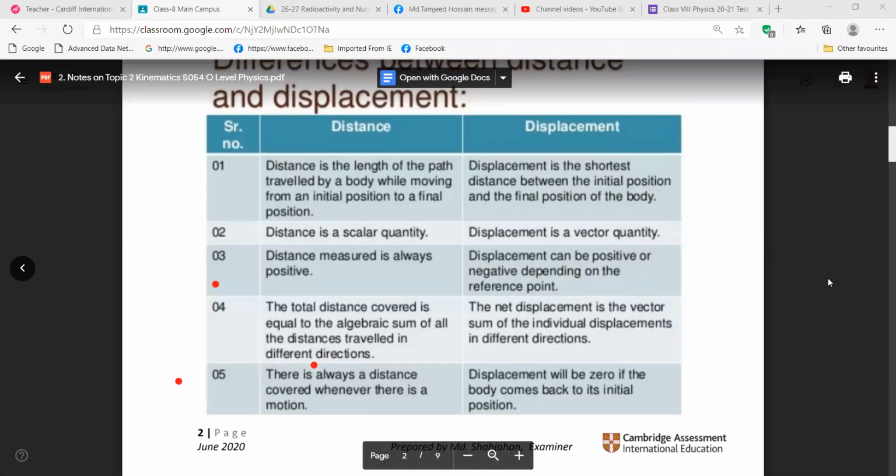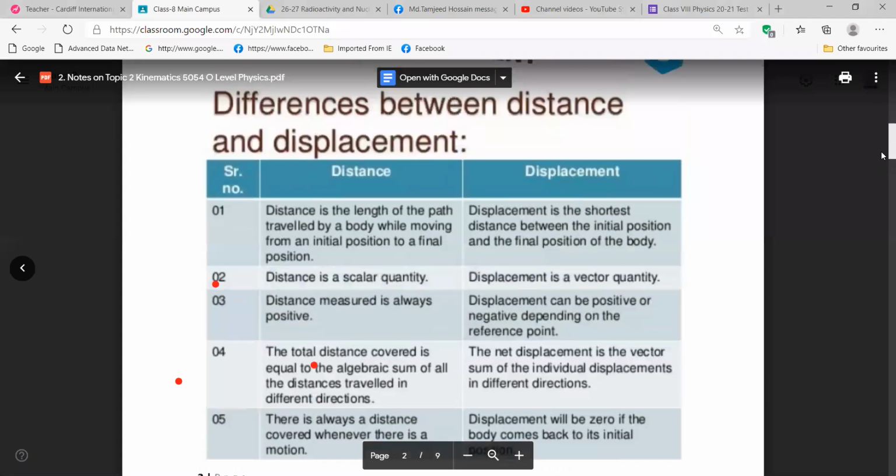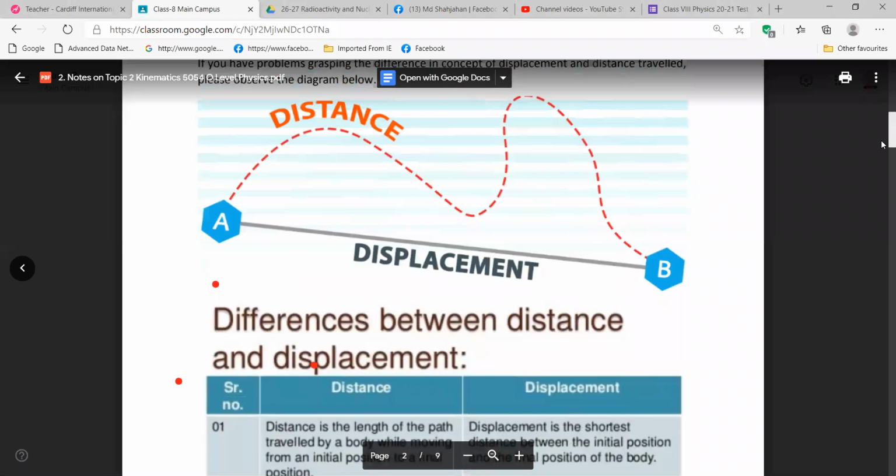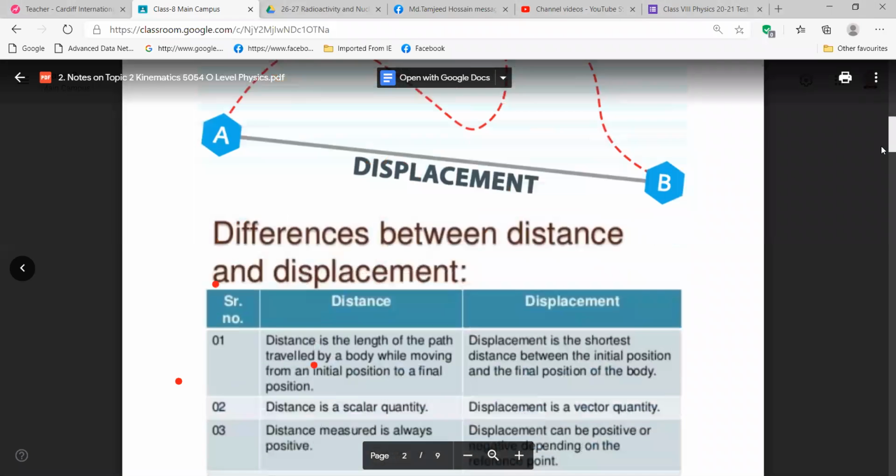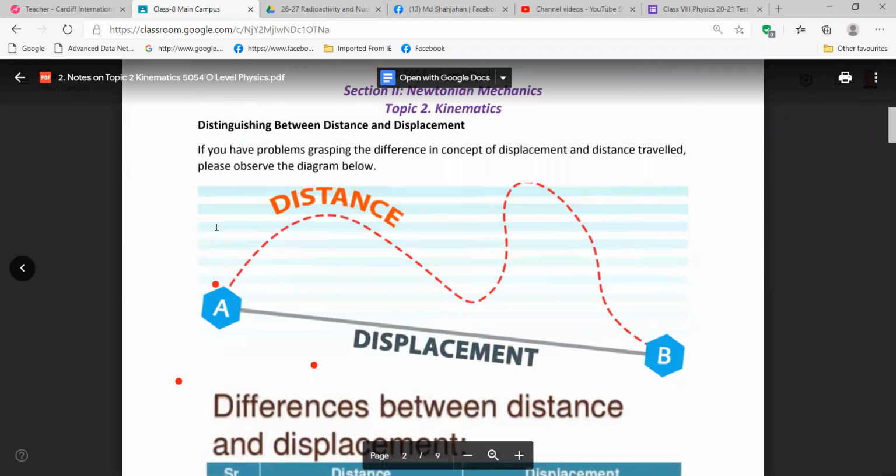Number one. Distance is the length of the path traveled by a body while moving from an initial position to a final position. Displacement is the shortest distance between the initial position and the final position of the body. Okay, wait. Distance, this one we understand here. The first difference, we got it here.